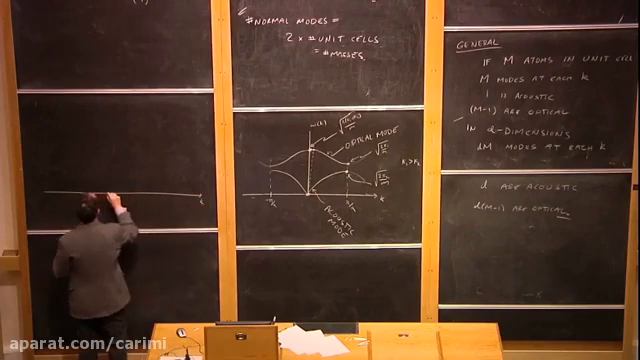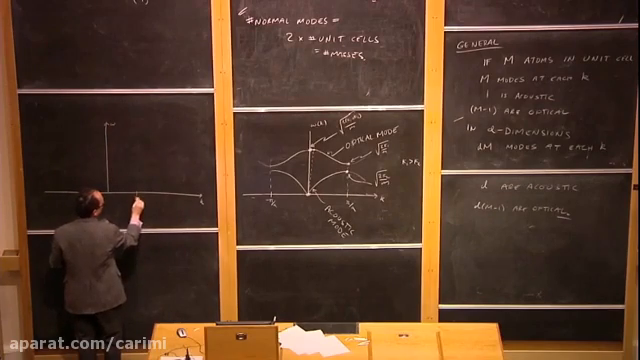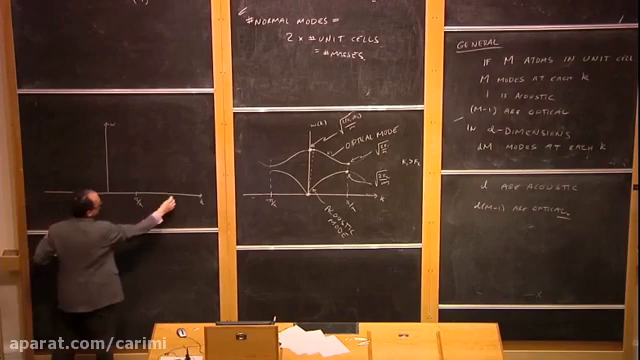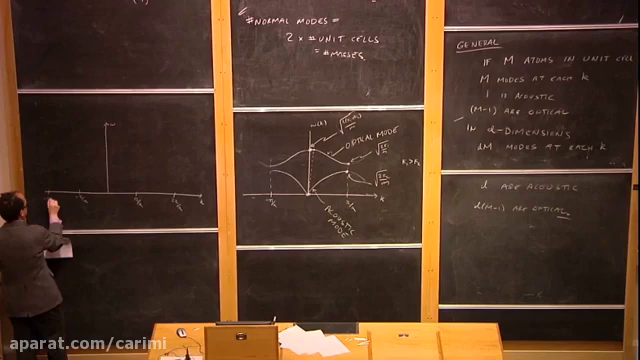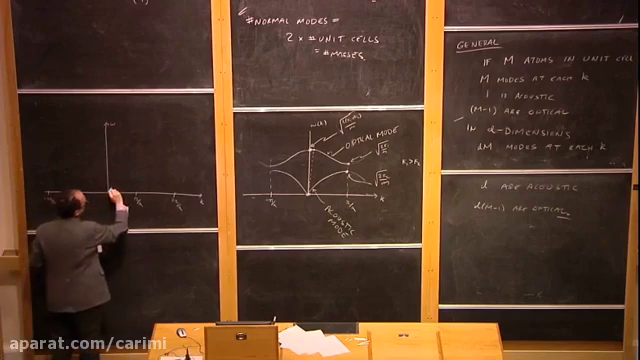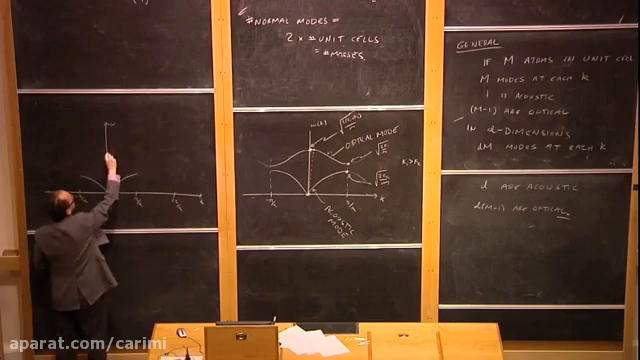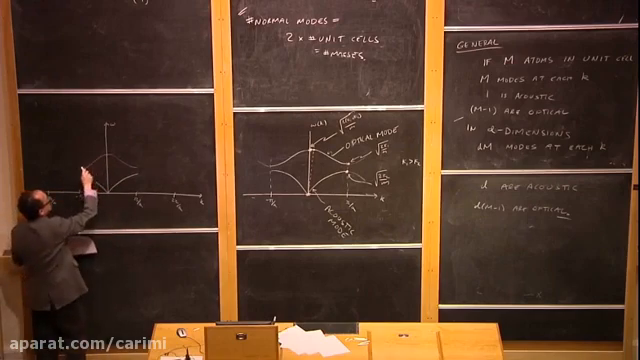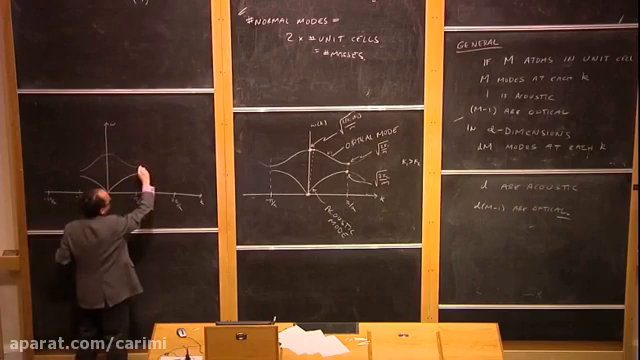Here's k again, here's omega. And I'm going to put pi over a here, and minus pi over a here, and then 2 pi over a here, and then minus 2 pi over a here. I'm going to draw the acoustic mode just like I had it before. And then the optical mode, what we had before was something that looked like this. But I'm perfectly allowed to take this piece here and shift it by 2 pi over a and plot it instead here.